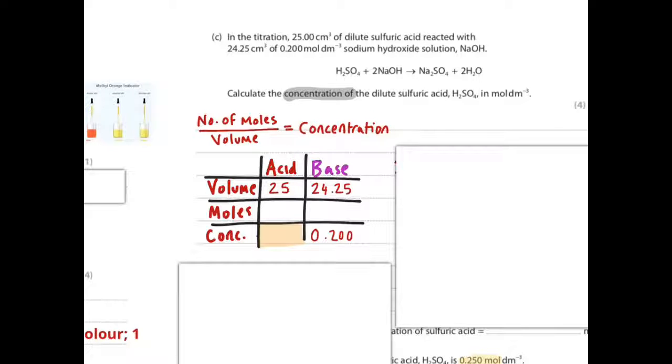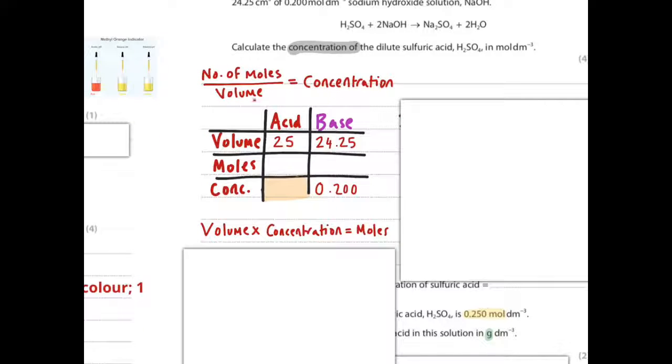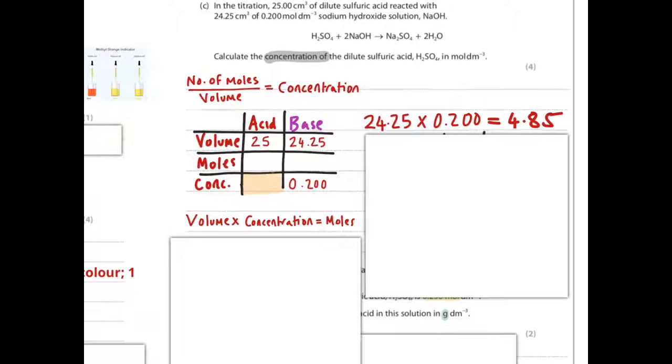So put your acid and your base, and you want your 3 factors involved in this equation: volume, moles, and concentration. I've highlighted this one because that's the one we want to find out the answer to. I've input the numbers we know, so 25 of acid reacted with 24.25 of base, and we know the concentration of that base. What we don't know are the moles. We need that, and obviously we need to know the concentration. So we can rearrange this equation to work out the number of moles. Volume times concentration equals moles. So by multiplying 24.25 by 0.20 will give you the number of moles, which is 4.85.